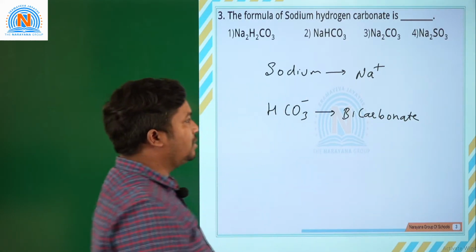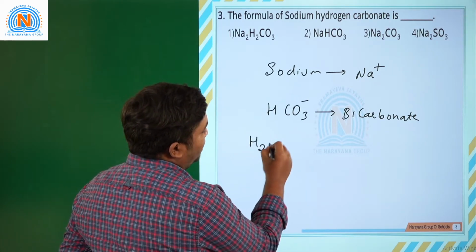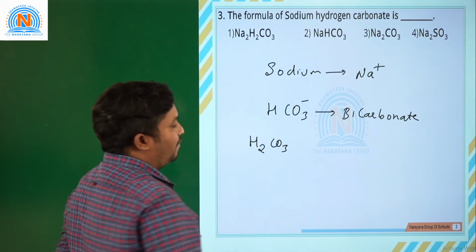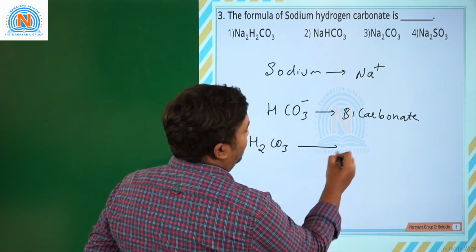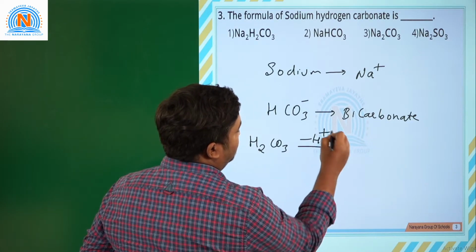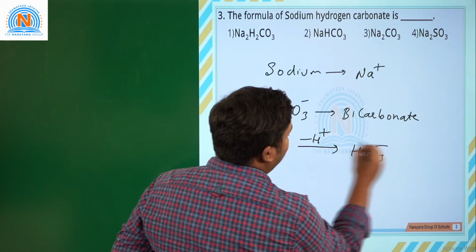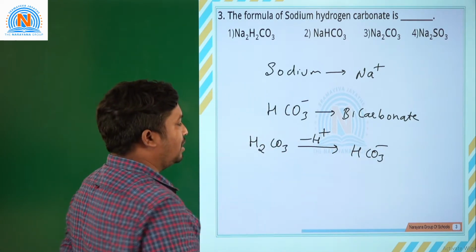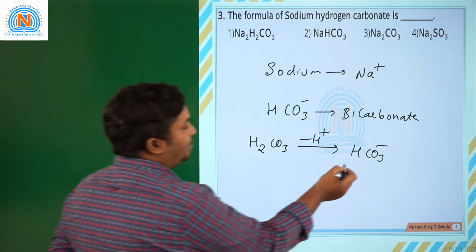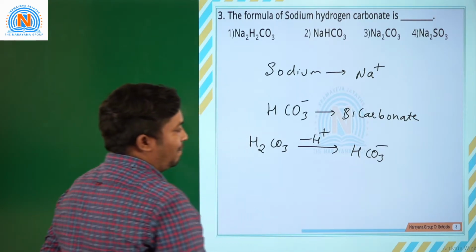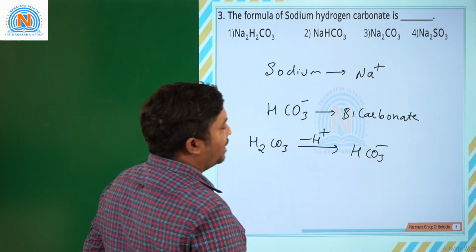So how is this ion formed? We know that the carbonic acid formula is H2CO3. From the carbonic acid, if one of the hydrogens is lost as H plus, it forms HCO3 minus, meaning the bond electrons between the oxygen and hydrogen are taken up by oxygen itself, therefore it acquires a minus charge. So this is hydrogen carbonate, also called bicarbonate.